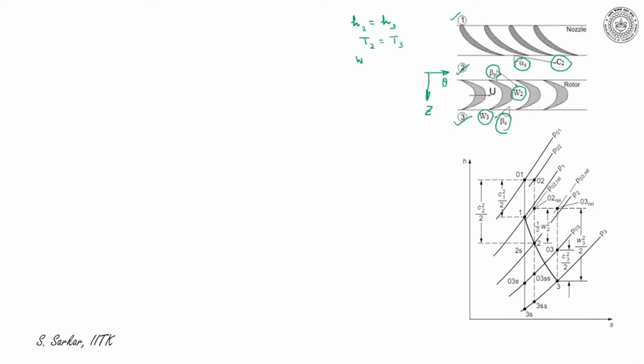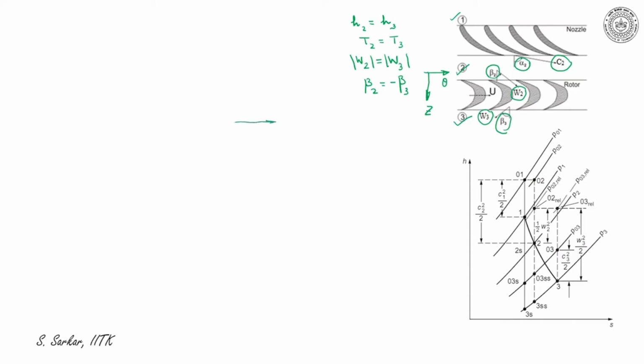W2 and W3 are equal in magnitude but opposite in sign. And similarly beta 2 and beta 3, they are equal in magnitude and opposite in sign. With this, let me draw the velocity triangle.